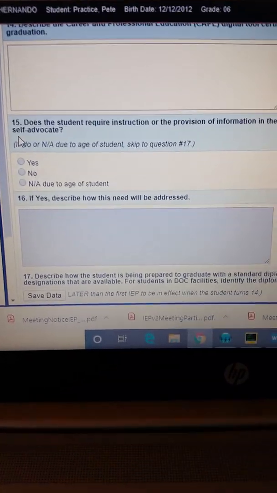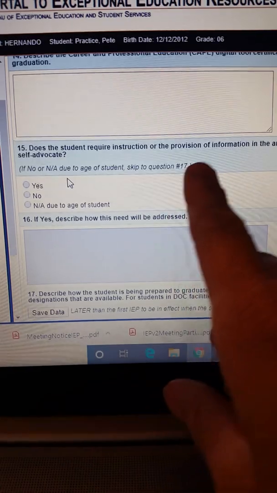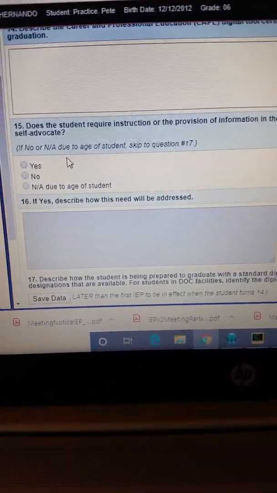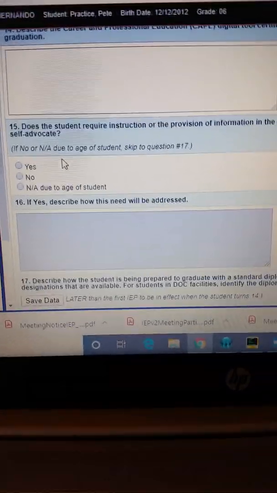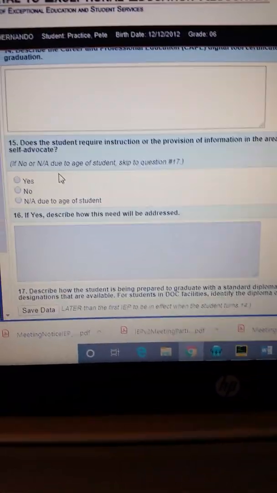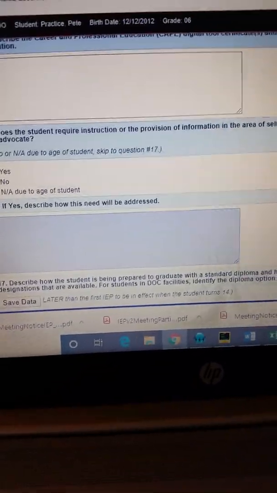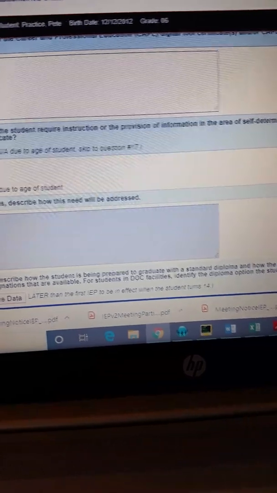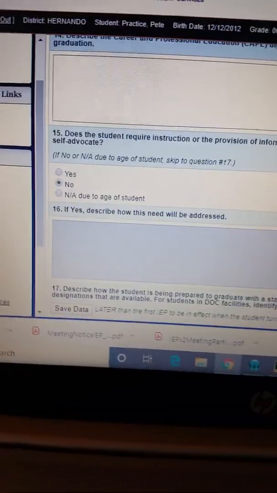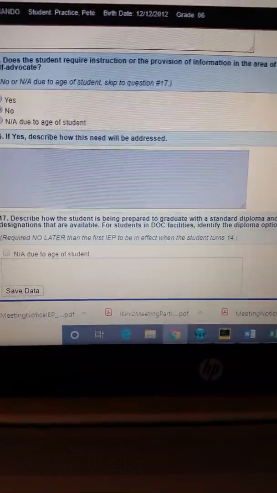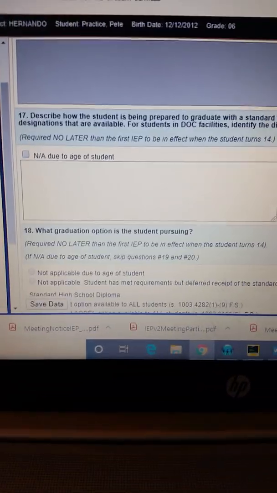Number 15 is, does the student require instruction or provision of information on self-determination or self-advocacy with the IEP meetings? If they're having issues or if they just need extra assistance, then you would say yes. And then you would put in how it is going to be addressed. Are we addressing it through goals? Or through monitoring? Or through class?